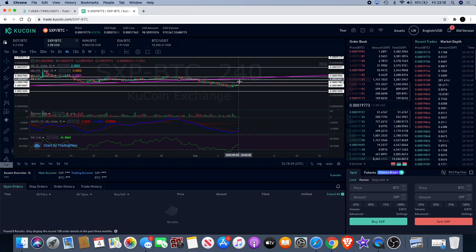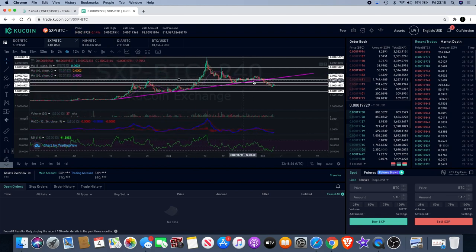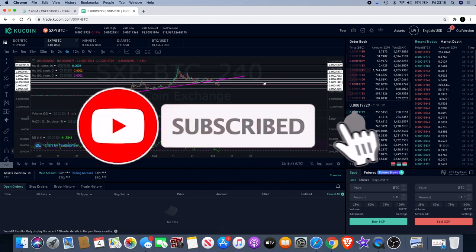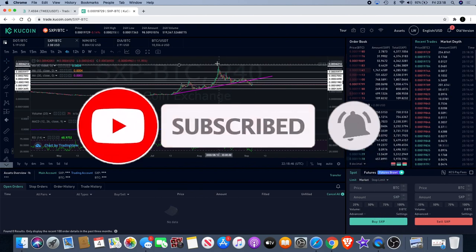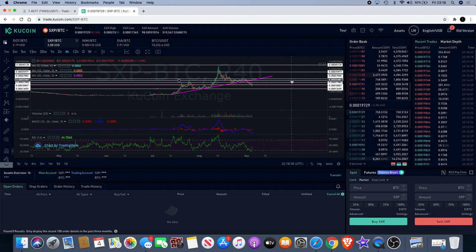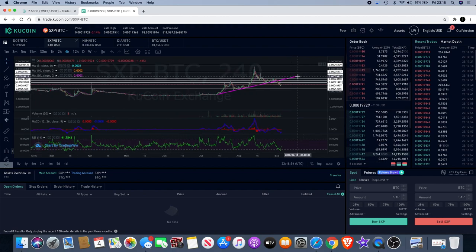I do expect that if it does pump and break through, it's probably going to retest this resistance line. Obviously it's the previous support line, it could retest that line and get rejected. But longer term, we are still looking for Swipe to break its previous all-time high at $5 and go into price discovery. I think that it can definitely do that within a short space of time.